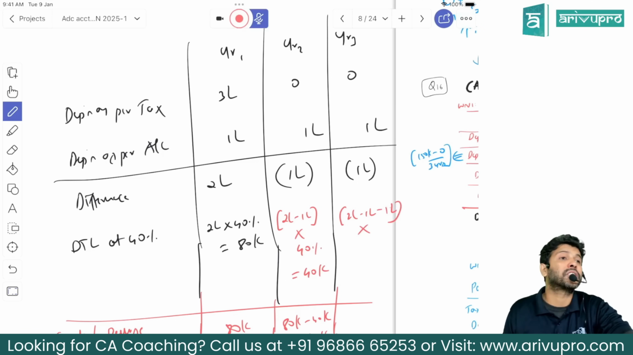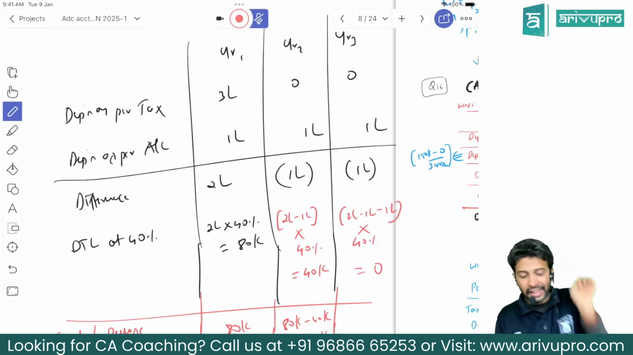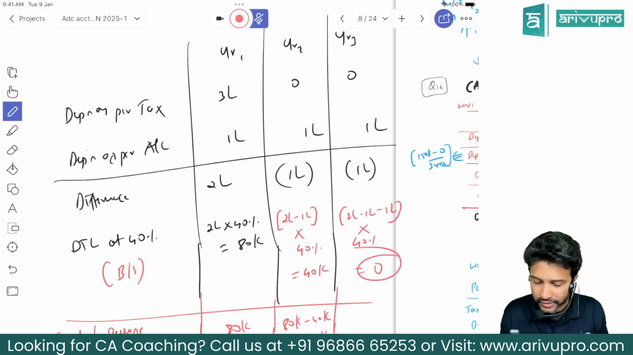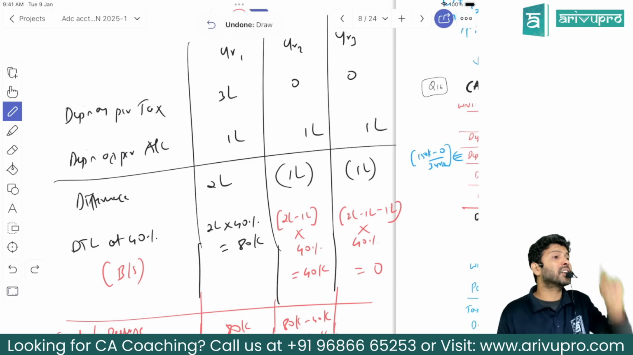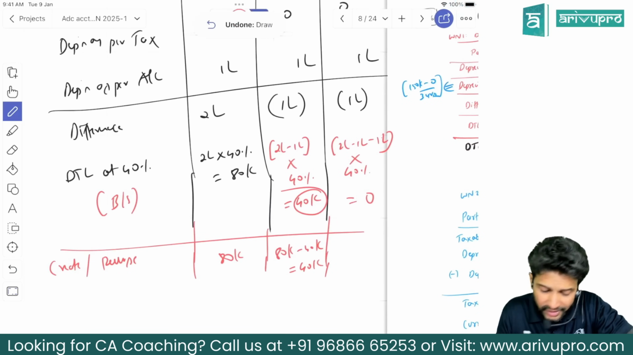That means the difference is how much? 0. 0 ka 40% is how much? 0. That means the DTL balance that should come in your balance sheet by the end of third year is how much? 0. DTL balance should come in your balance sheet at how much? 0. But what is the DTL balance currently?